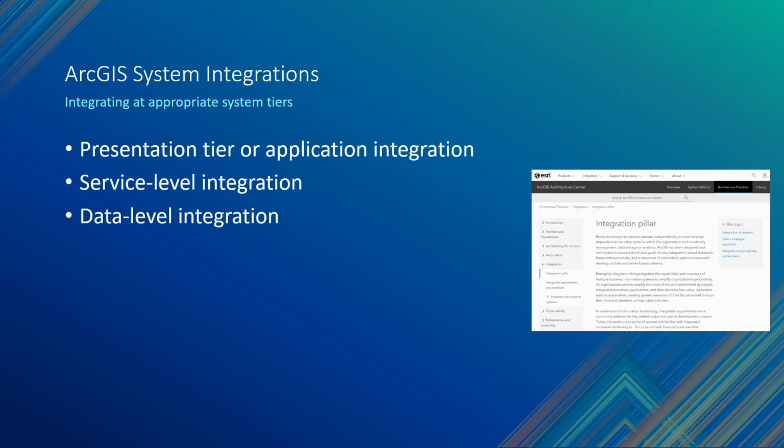To dive a little deeper into that integration pillar of our ArcGIS Architecture Center, we break it down into 3 different tiers. The first tier being the presentation tier, or application integration. This tier is focused on user interaction. So integration at the presentation tier will differ based on the chosen user application, whether it's web, mobile, or desktop. The processes included in this tier typically require lightweight workloads that are responsive to users within a few seconds. And something that we'll hear a lot about today.